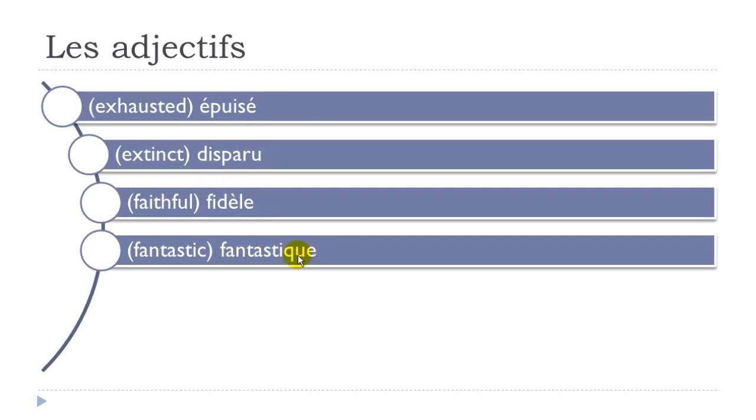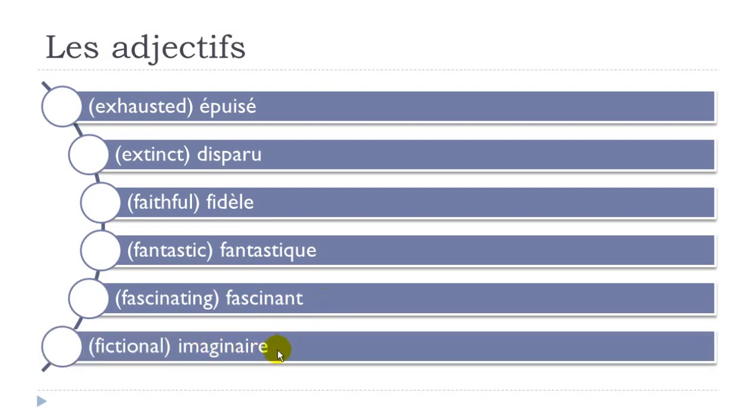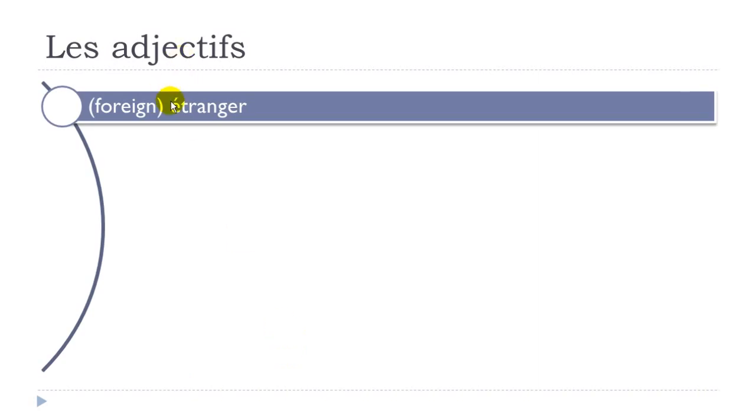Fantastique. Okay, Q-U-E at the end. K. Okay, tic. Fantastique. Fantastique. Fascinant. Final T not pronounced, so you get this A-N. En, non, fascinant. Imaginaire. Final E not pronounced. Imaginaire. Imaginaire. Étranger. You remember R at the end. Et. So after that, well, before that, sorry. G. So étranger. Étranger.